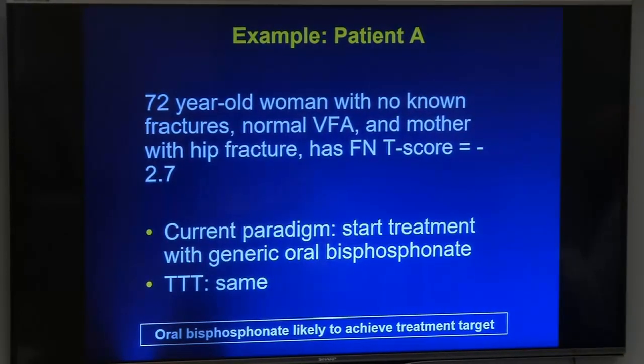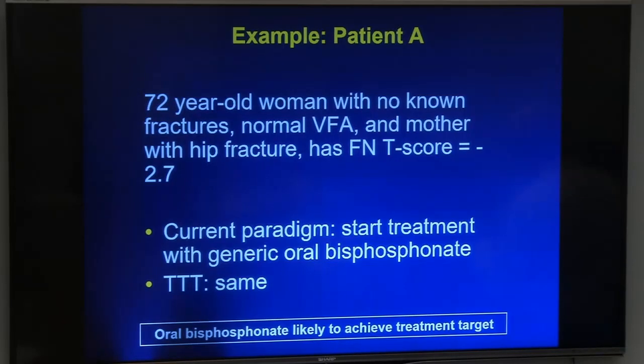Okay, so I'm going to give you 5 examples that speak to when you stop, when you not, do you change, with the concept of the treatment to target. And the notion being, if you can get them to a T-score of -2.5 or greater, that would be good. So this is a 72-year-old woman with no known fractures, normal vertebral fracture assessment. Mother had a hip fracture, and her femoral neck T-score is -2.7.